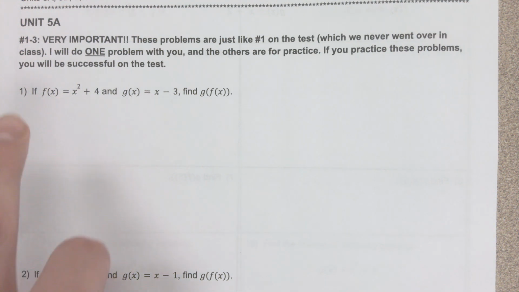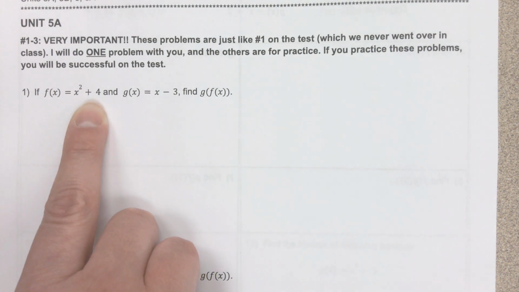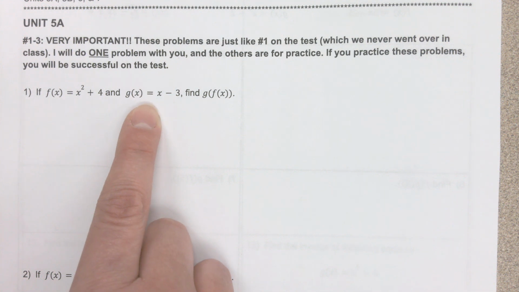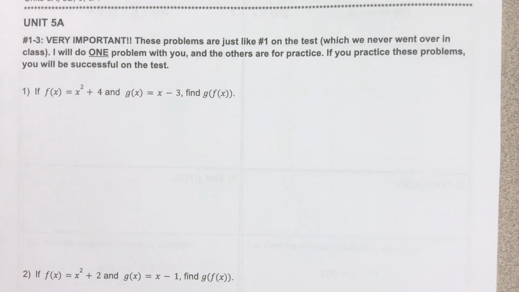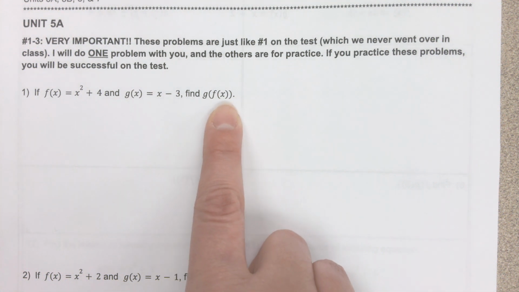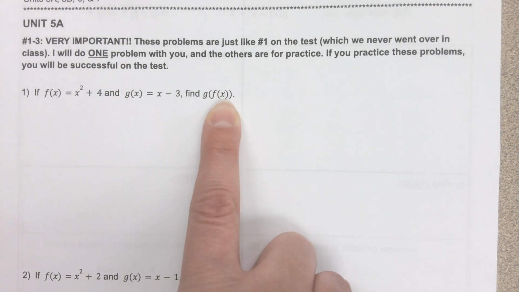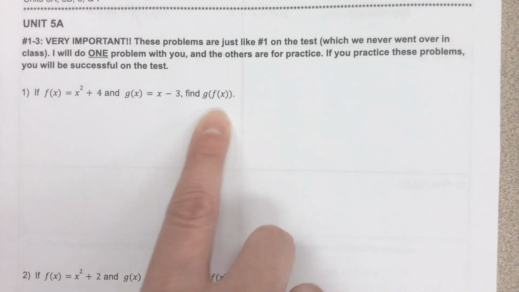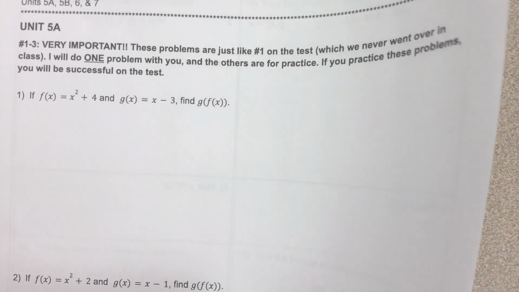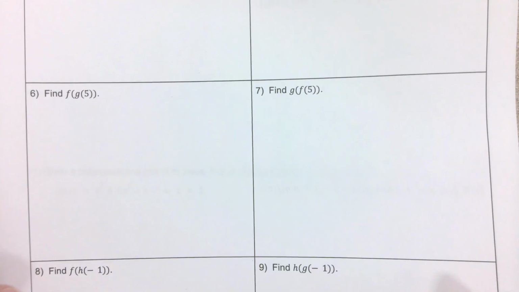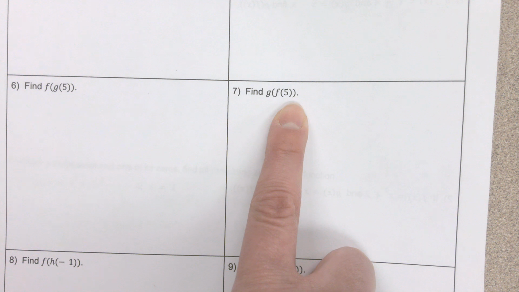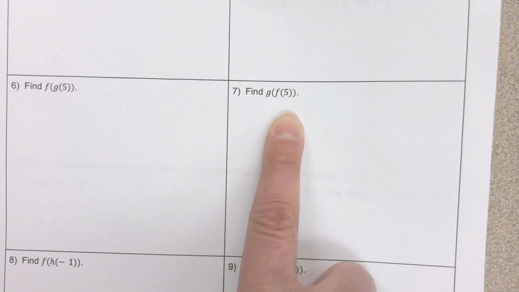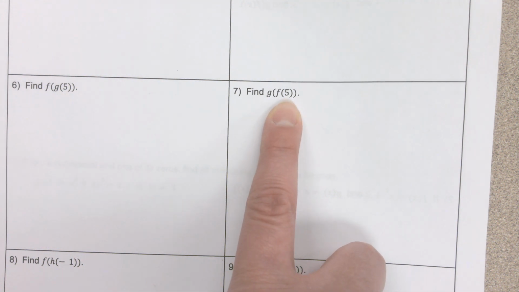Number 1, if f of x equals x squared plus 4 and g of x equals x minus 3, find g of f of x. We have worked with this notation before, but not with an x in its place. We actually worked with it when there was a number here instead. Just to show you real quick, and you don't have to flip unless you want to, I have examples of these on the second page of this packet. Like number 7, where it says g of f of 5, we did these back during this unit and on the test. So you've done this before, but not when there was just an x here.